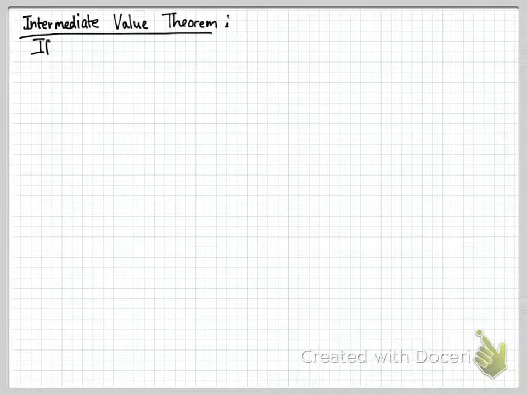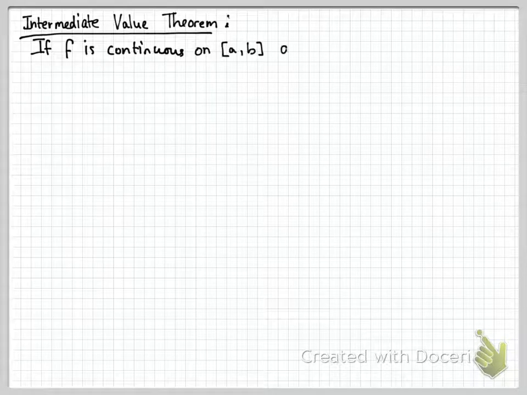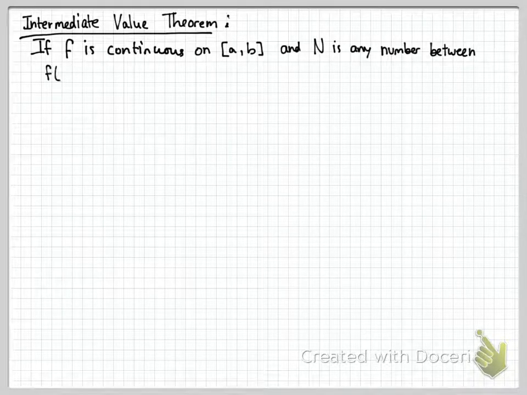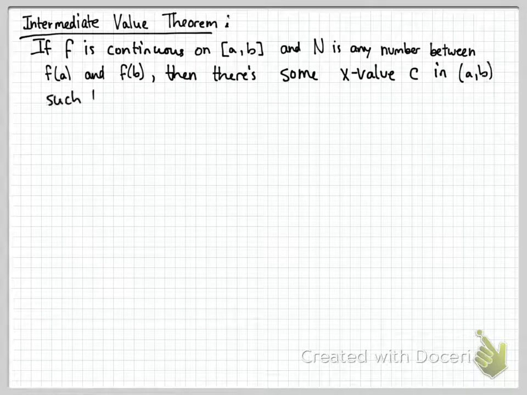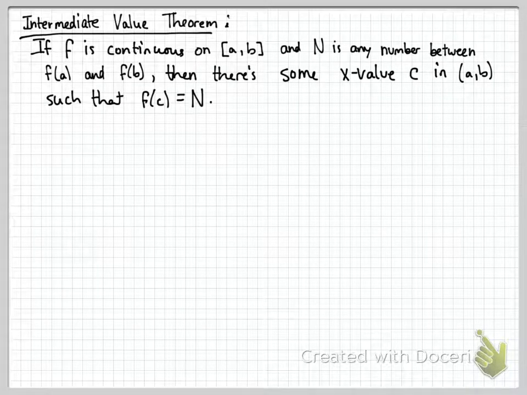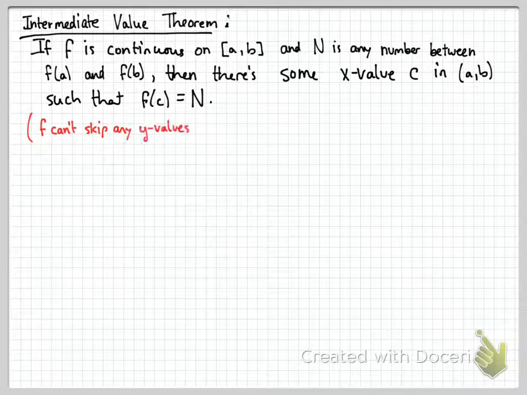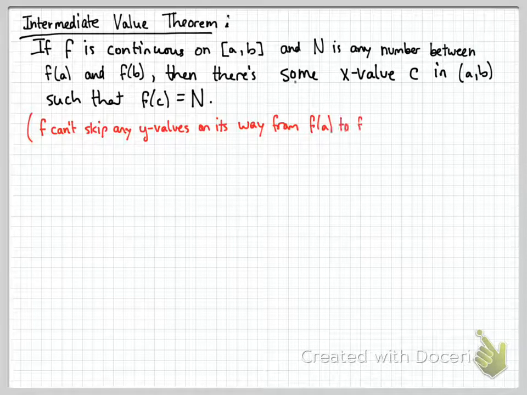Finally, one thing that continuous functions let you do is apply the intermediate value theorem. Here is the formal statement of the intermediate value theorem. If f is continuous on the closed interval from a to b, and n is any number between f of a and f of b, then there's some x value c in between a and b such that f of c equals n. Great. All this means is that f can't skip over any y values as it's going from f of a to f of b.